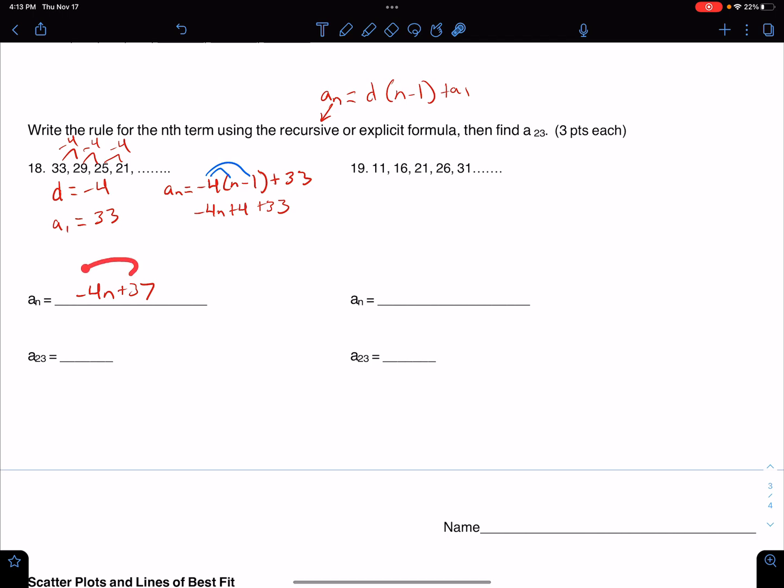And then you plug in any number in the sequence you want, and I'll tell you what it is. So our number is 23. So I do negative 4 times 23, right? And that's equal to, let me put it in my calculator.